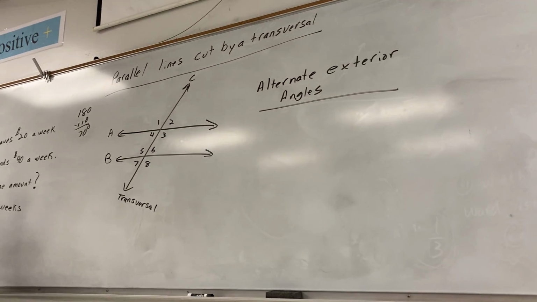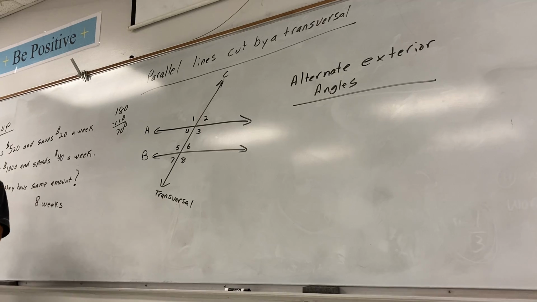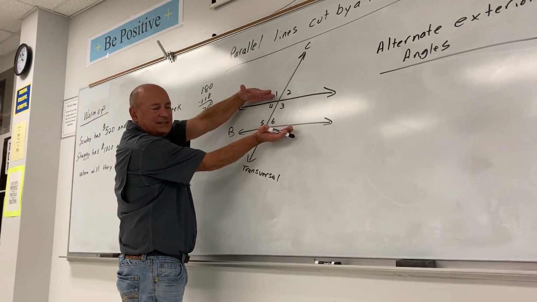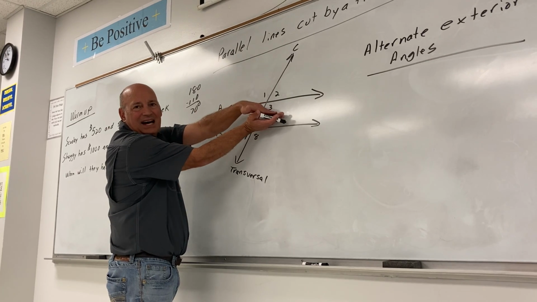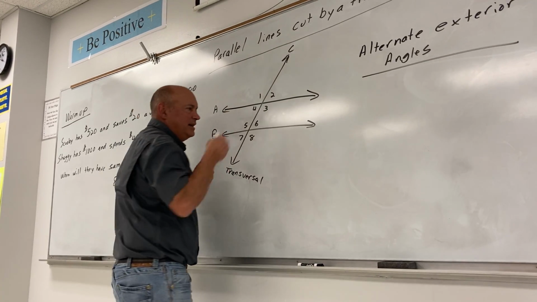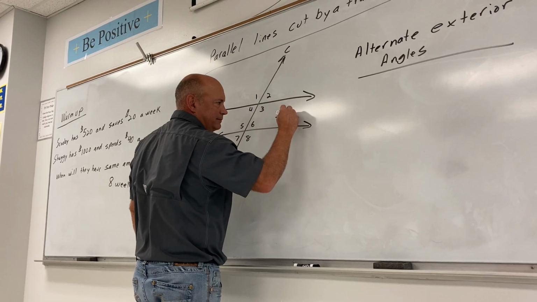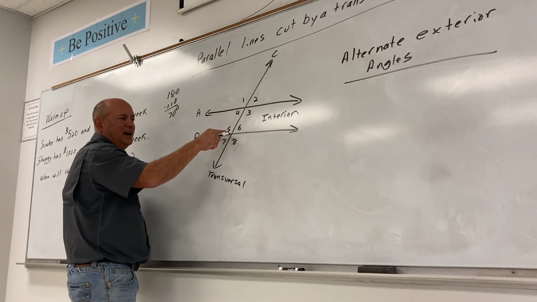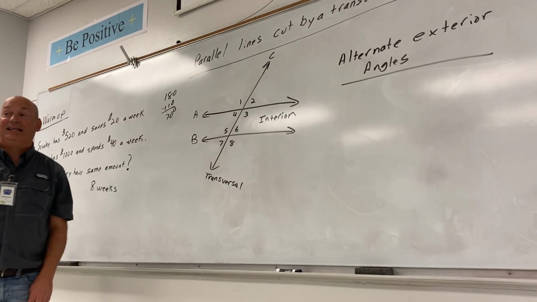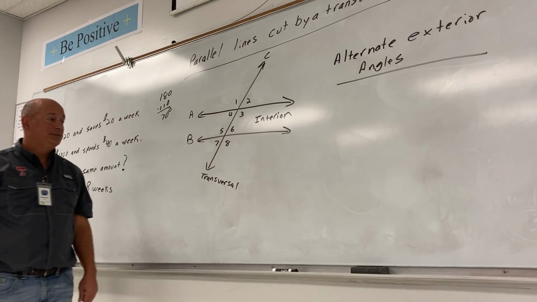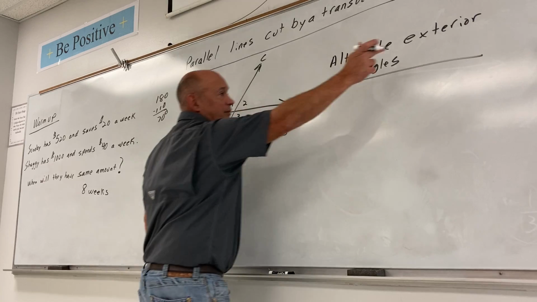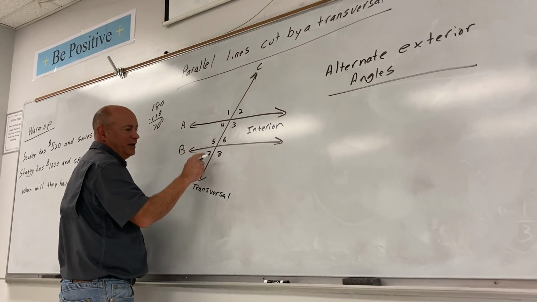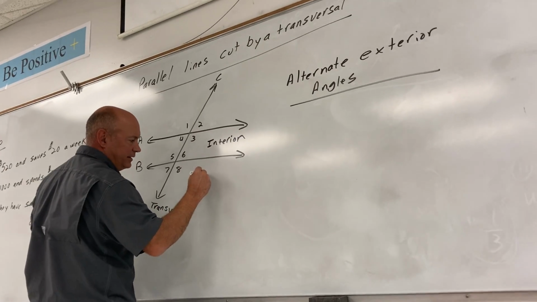Now, before we get to that definition, let's talk about what are interior versus exterior angles. Do you see the 2 parallel lines? Everything inside the 2 parallel lines are interior angles. So that would be 3, 4, 5, and 6. They're all interior angles. Exterior angles are the ones outside the parallel lines: 1, 2, 7, and 8. Exterior.